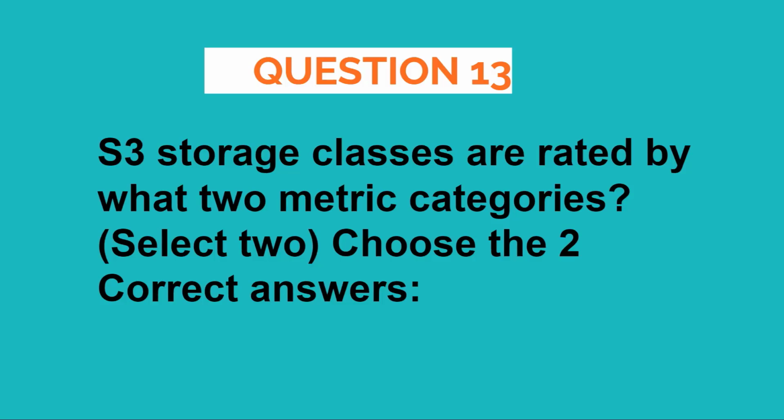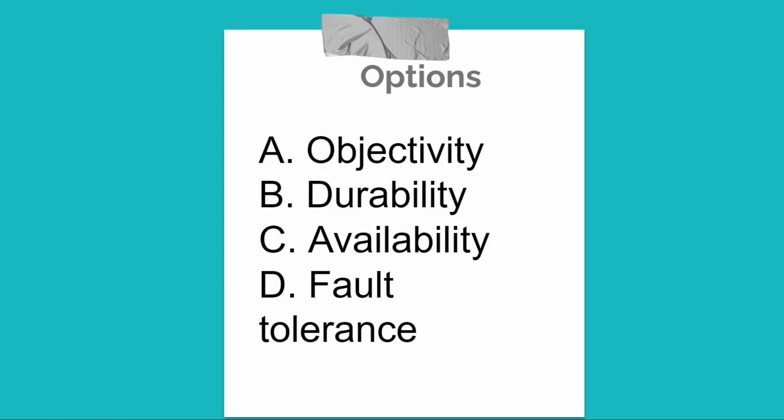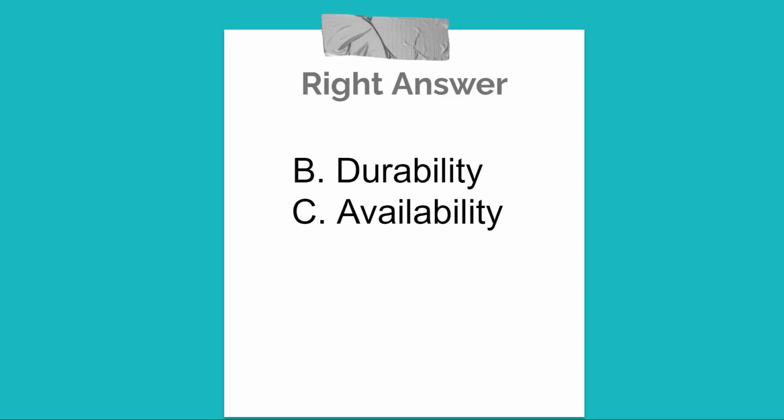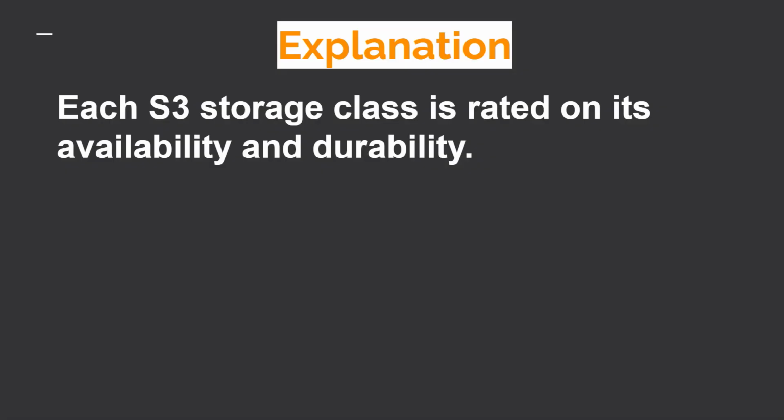Question. S3 storage classes are rated by what two metric categories? Select 2. Choose the 2 correct answers. Option A. Objectivity, B. Durability, C. Availability, D. Fault tolerance. Right answer is B. Durability, C. Availability. Explanation. Each S3 storage class is rated on its availability and durability.